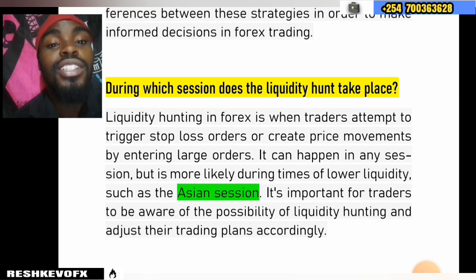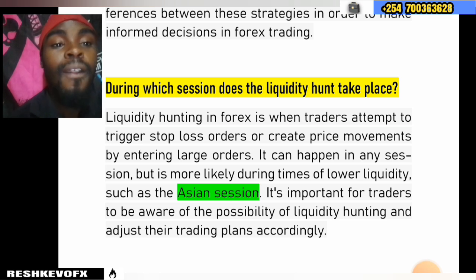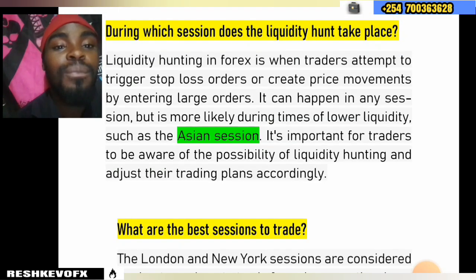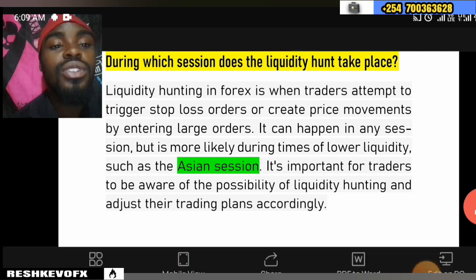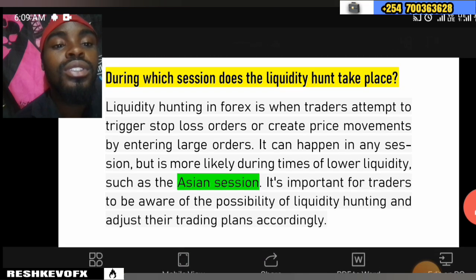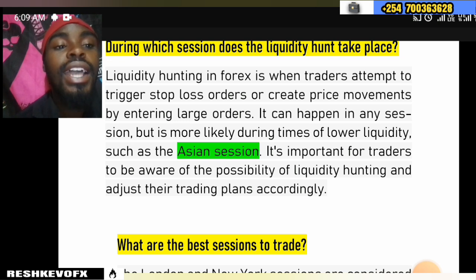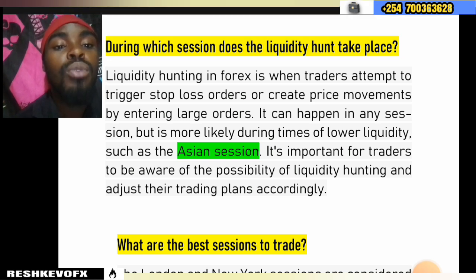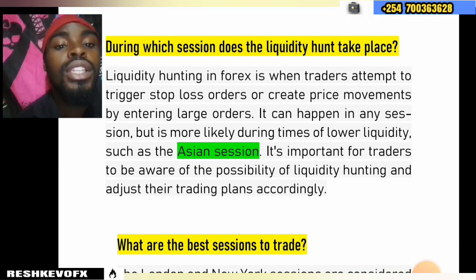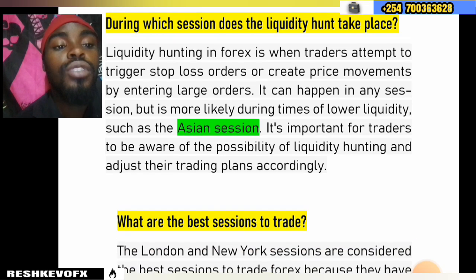So today's is advanced. Watch video part 1 for liquidity and part 2 so that you are not confused. We are being asked, during which session does the liquidity hunt take place? It can happen at any time, but is more likely during times of lower liquidity such as the Asian session. It is important for traders to be aware of the possibility of a liquidity hunt and adjust their trading plan accordingly.